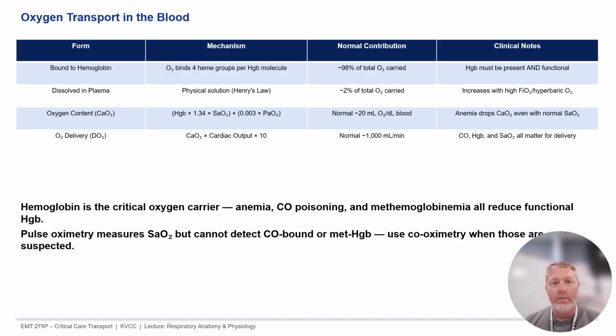Okay? Cardiac output multiplies this content to give oxygen delivery, the DO2. DO2 equals your CO times your CaO2 times 10. When cardiac output falls, like in shock, oxygen delivery falls proportionally, regardless of what the pulse oximeter shows.